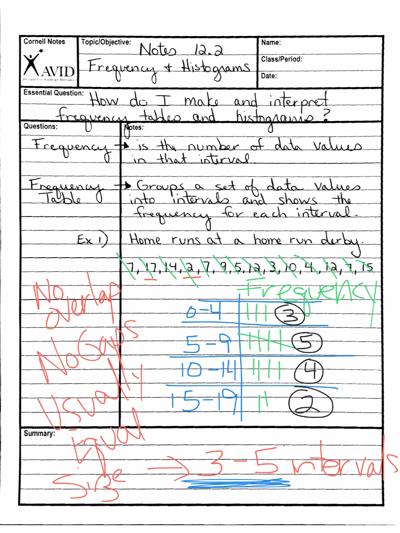So the first thing we have to be able to do is create the frequency table. Okay, so these were home runs at a home run derby contest. These were what every person got, and we made a little frequency table out of it. So we can take this and turn it into a histogram. I want you to think of a histogram as very similar to a bar graph, okay? The difference with a histogram is that we're actually displaying numerical data.